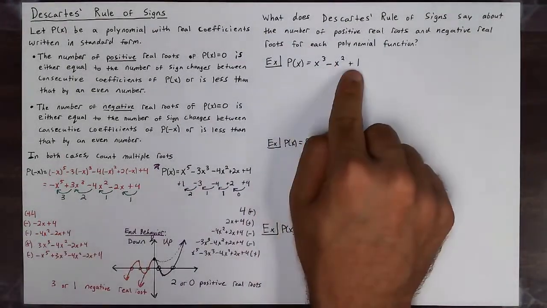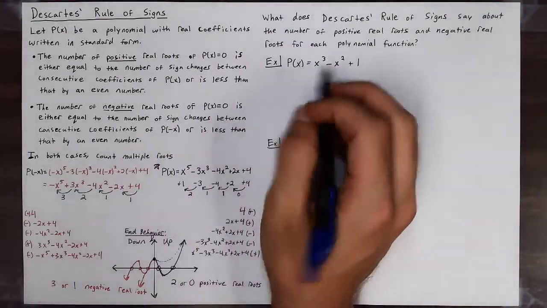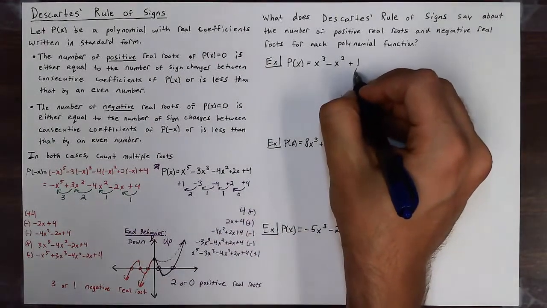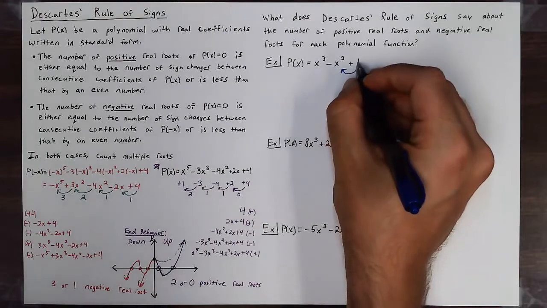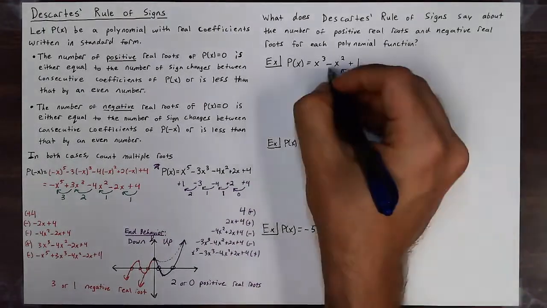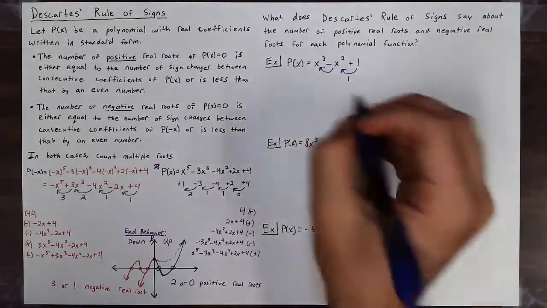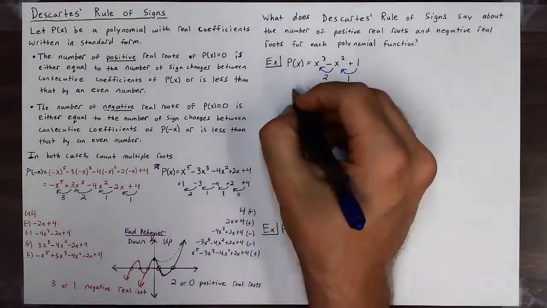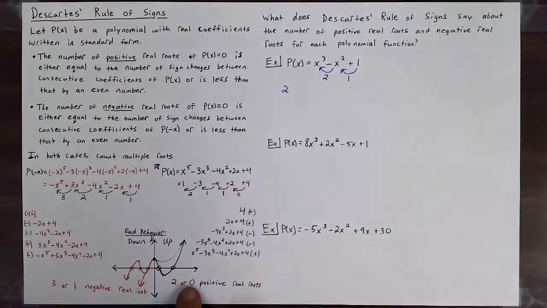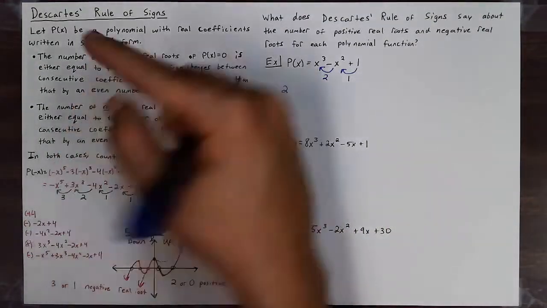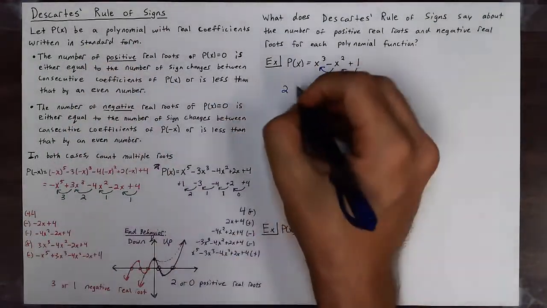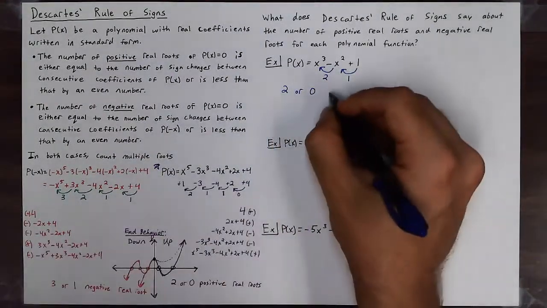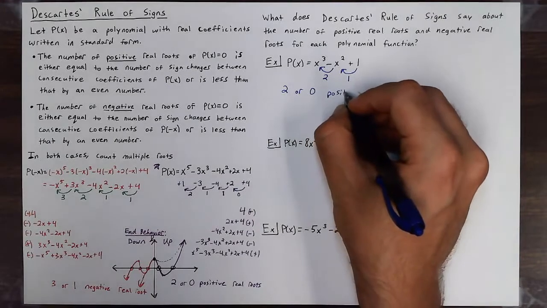So looking at this, this is p of x, so we'll assume x is positive. We'll count the number of sign changes. From 1 to negative x squared, that's from positive to negative, that's the 1 change. From negative x squared to x to the third, it's another sign change. So there's 2 sign changes. So that's going to be 2 or 0. Again, you go down by an even number until you can't go down anymore. Or 0 positive real roots.